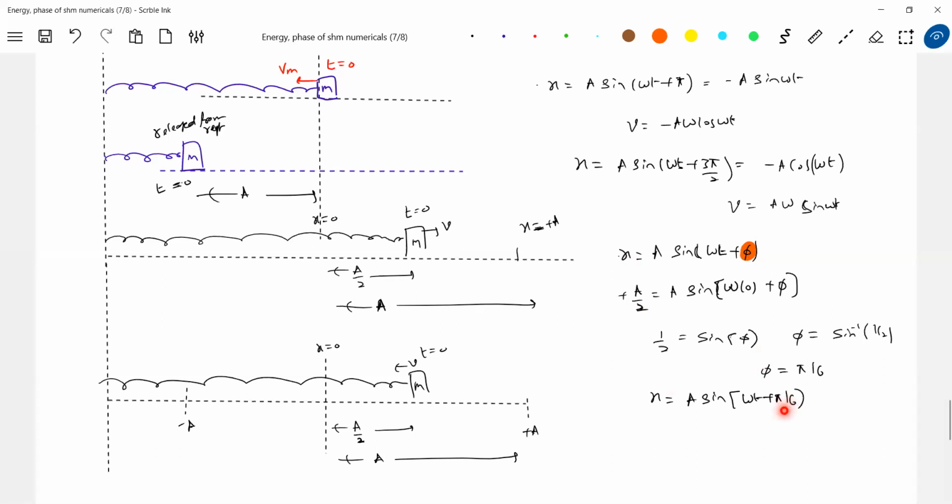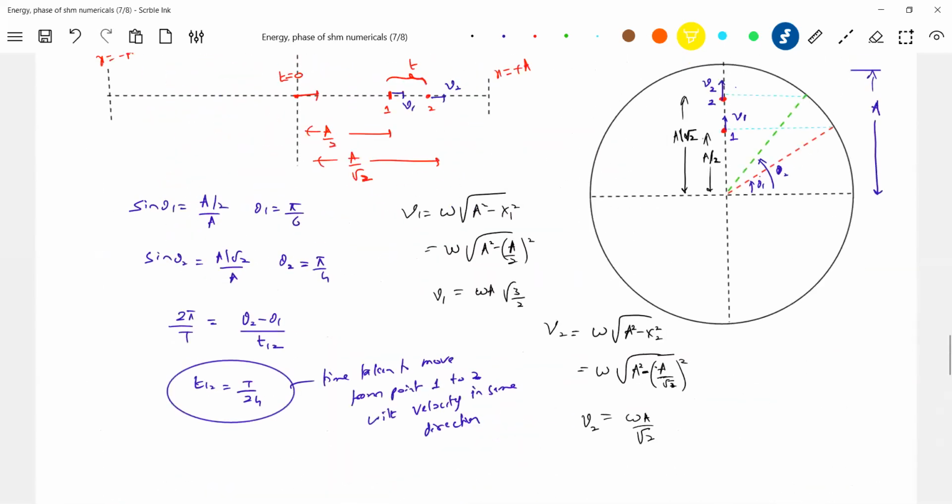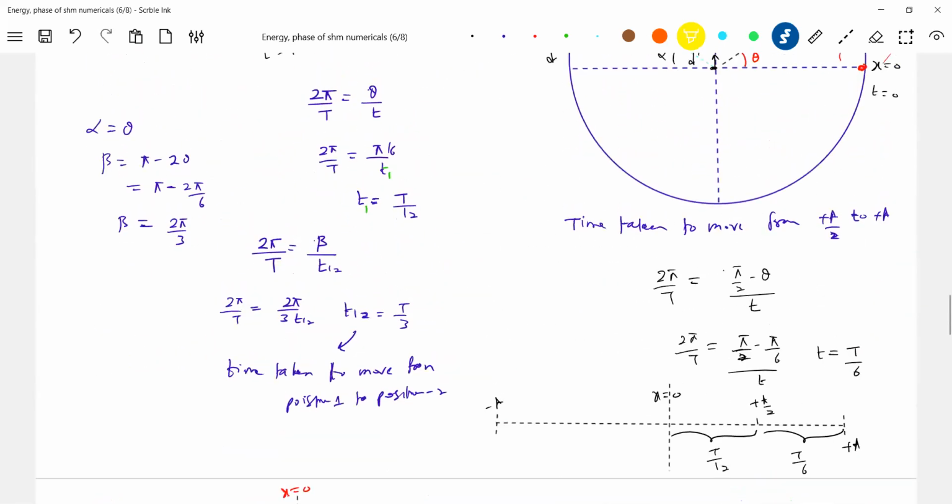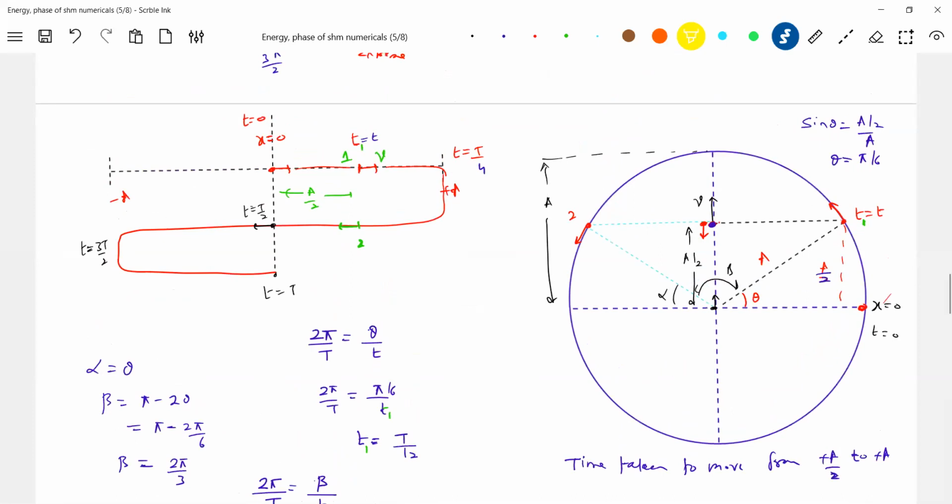I'm getting pi by 6 only. How come both will have the same phase? Am I right? They should have different phase. Will I agree? Or same phase means okay, no problem. Well, these two have the same phase. Okay, already we have discussed this. You can see this. Can they have the same phase?